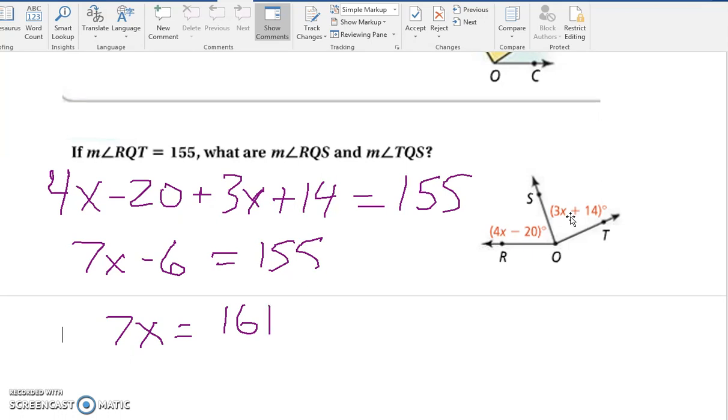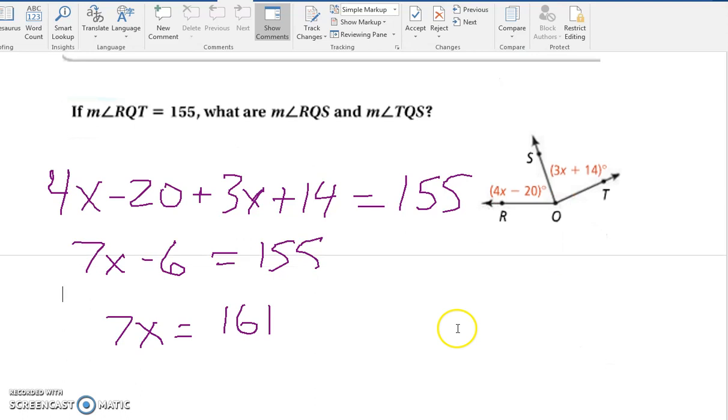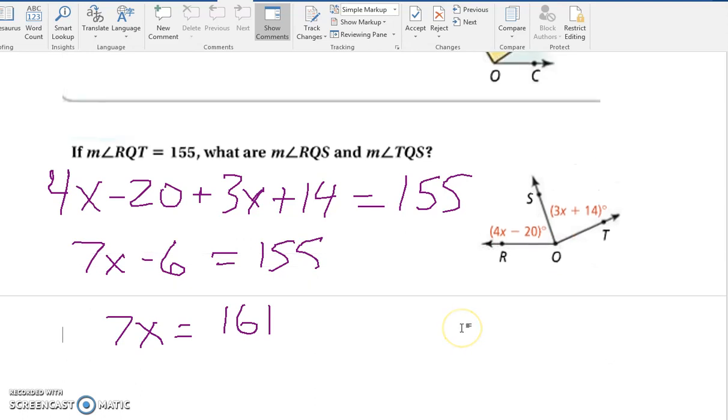Okay, now this is going to be a little bit of a more difficult problem, perhaps not as familiar, but you divide both sides by 7. I'm running out of space here, so I'm going to have to do this right over here. When I divide both sides by 7, I should get x is equal to, I believe, 23. Okay, and so that's kind of the end answer here.